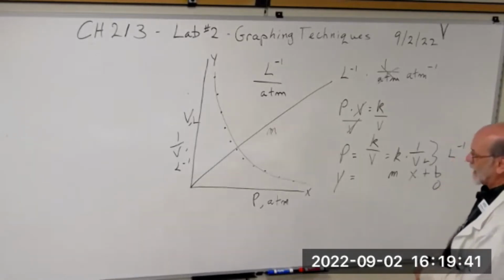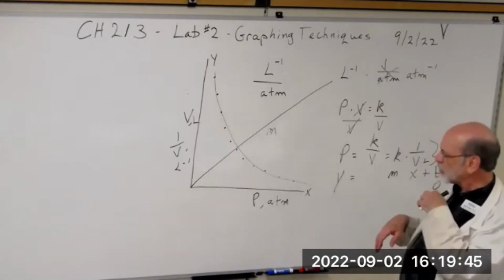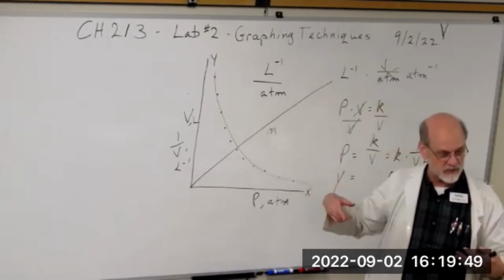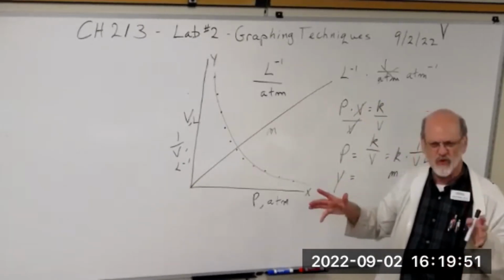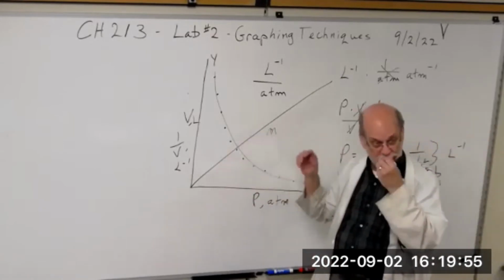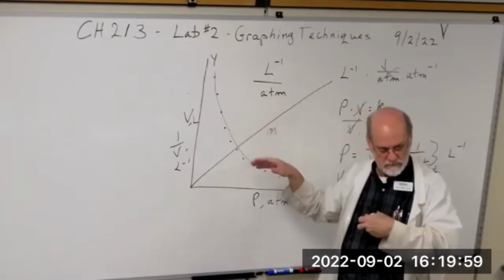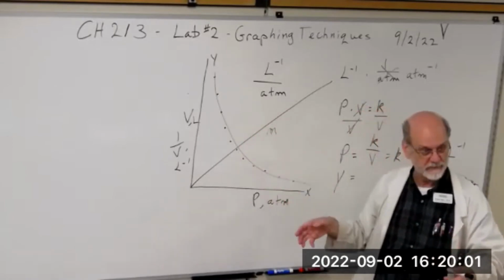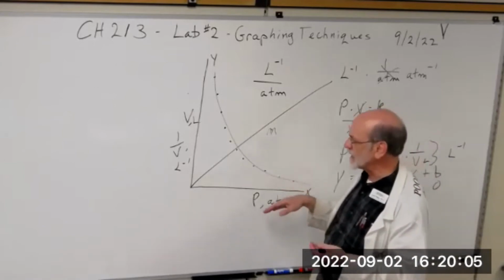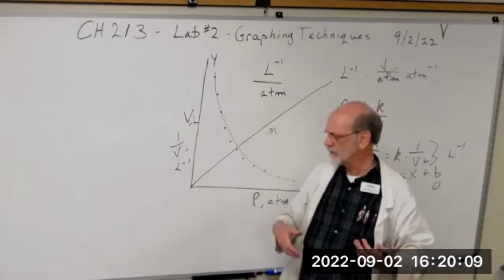Now, if you want to go back, it's easier to interpret a straight line. It's easier to draw a straight line. So if you put your data in the form of a straight line, it's easier to interpolate. So if the question is, what would the pressure have to be to give me a volume of X or Y?